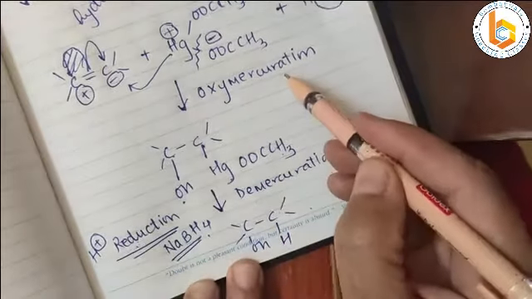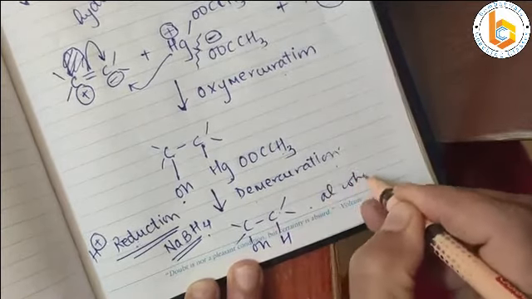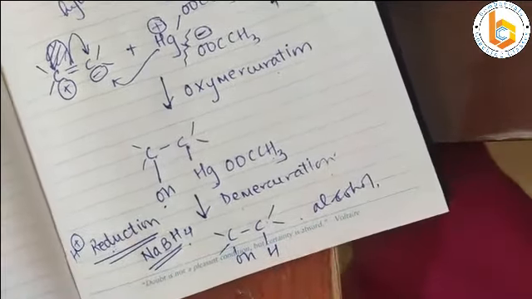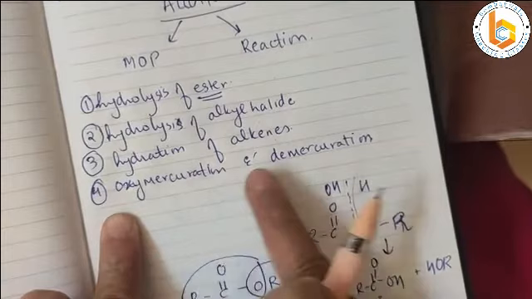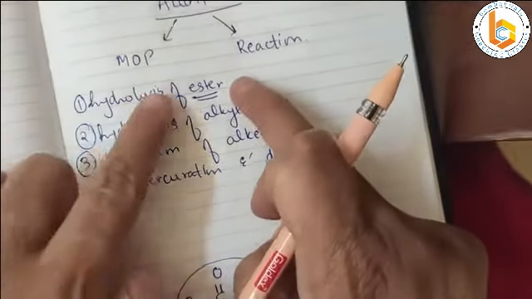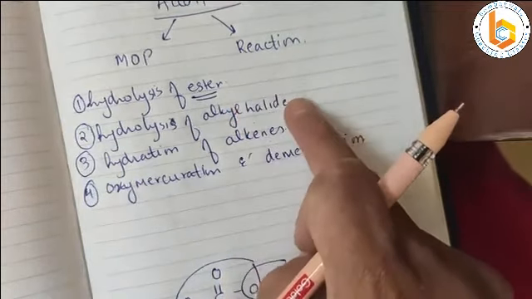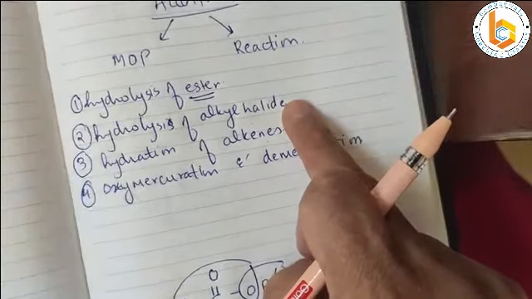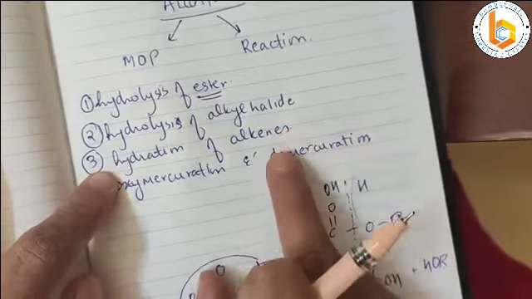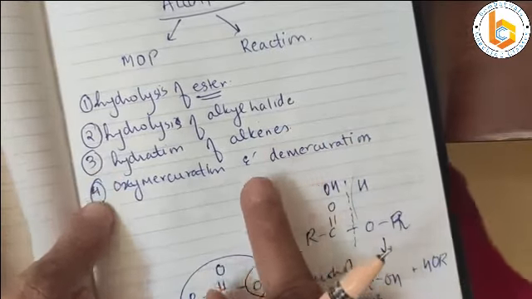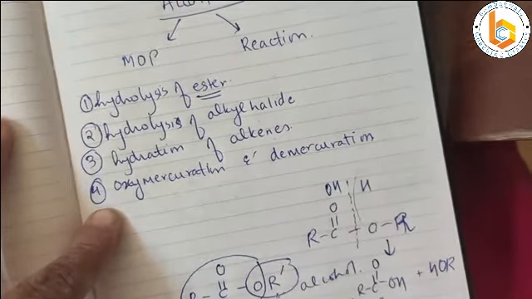Hence, oxymercuration and demercuration together will lead to formation of what? Alcohol. Clear everybody? So this is the fourth method of preparation, which is oxymercuration and demercuration. We have already seen hydrolysis of ester, breakdown of ester into two, that is acid and alcohol. We have seen hydrolysis of alkyl halide, RX breaks down into ROH and HX. Hydration of alkenes, meaning addition of HOH across alkenes. And we have seen one more reaction which is called oxymercuration and demercuration.